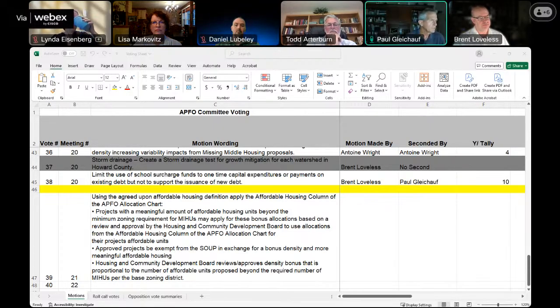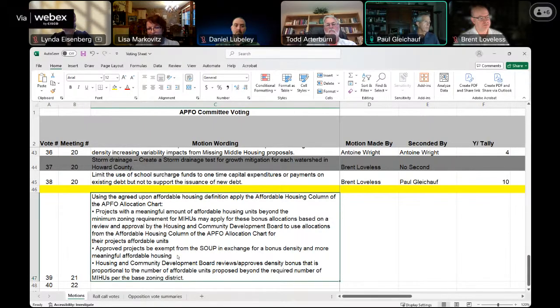I guess not a question as much as an observation. Given what you just said, reading that second bullet, approved projects be exempt from SOUP in exchange for bonus density and more meaningful, and I'm going to assume meaningful means more voluminous affordable housing. I think we've already agreed that we don't want to go that way with SOUP. And I would suggest, in the interest of moving things forward, that we strike that bullet completely and consider the rest of it on its merits.